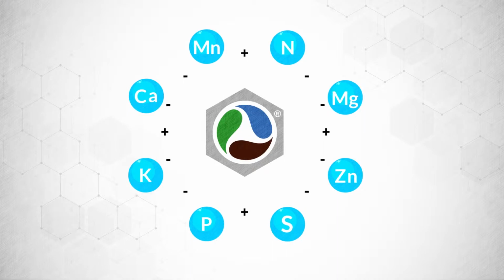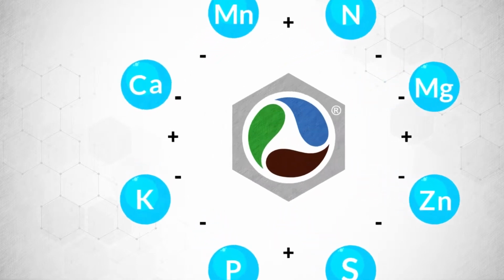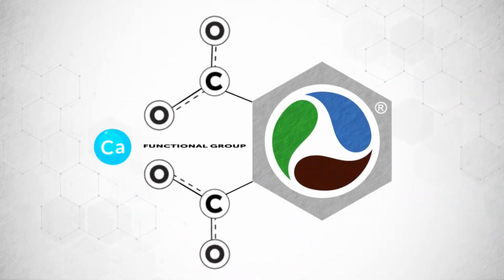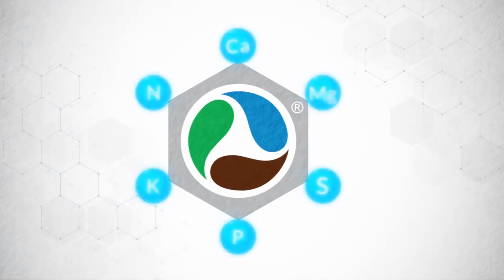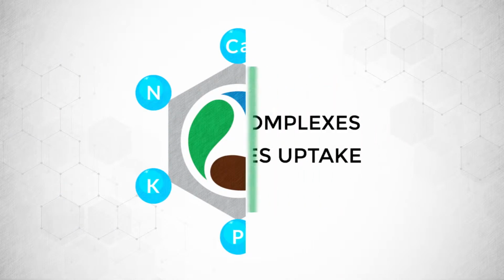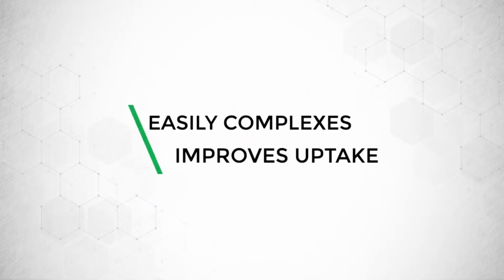Functional groups allow MCT to complex with positive and negative charged nutrients. This makes MCT the perfect nutrient carrier. MCT is an effective carbon source and nutrient carrier that is readily available. MCT easily complexes with nutrients, protects them from losses, and improves nutrient uptake.